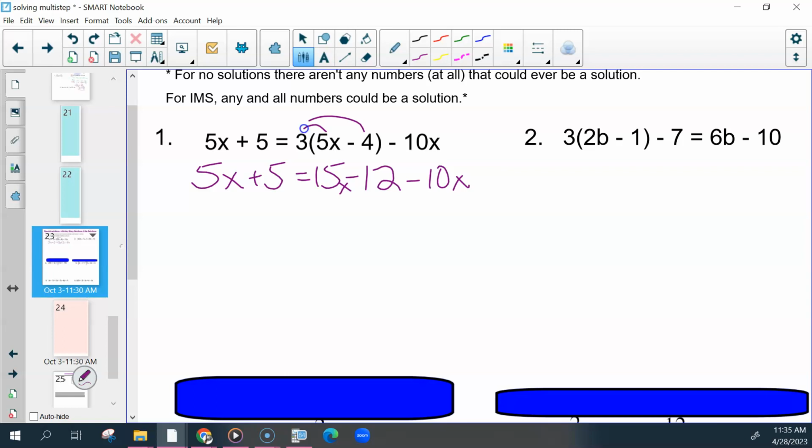And then what would be our next step? What are the like terms? So like terms on the same side, and not add in this case, but subtract. So 5x plus 5 equals 5x minus 12. Do exactly what it says. And then what would our next step be?